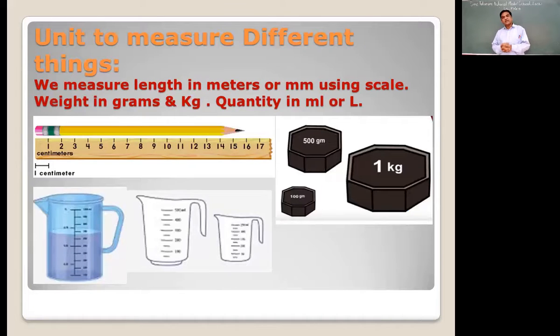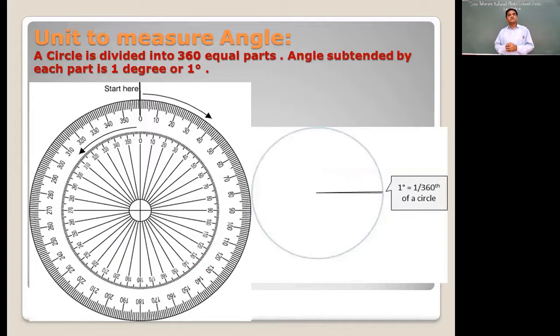Now, how do we measure the angle and what unit is used to measure the angle? Well, we can measure length in centimeters. We can measure weight in grams or kilograms. We can measure volume in liters or milliliters. So how do we measure the angle? For measuring the angle, we use the unit which is known as a degree.